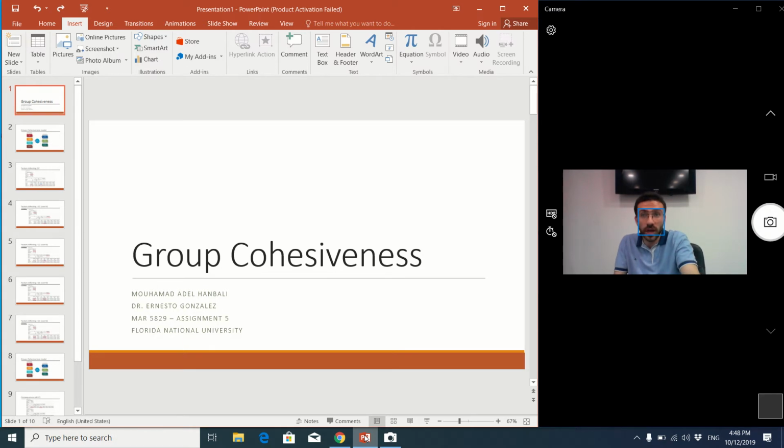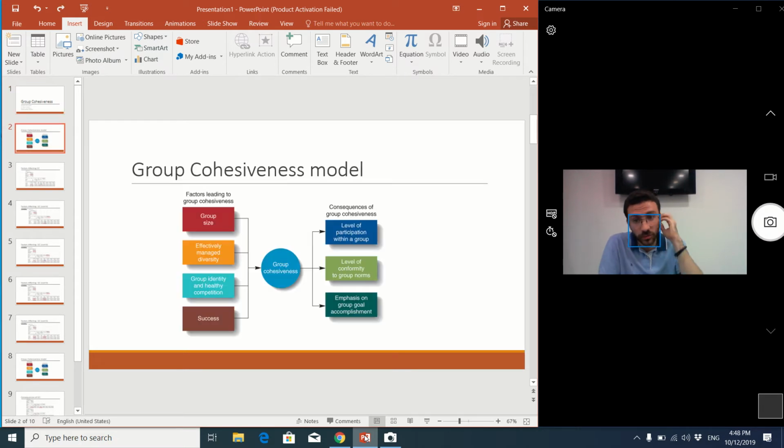So we have a questionnaire that was distributed on a total of 248 groups, ranging from 2 members to 9 members. The questions were about the factors that lead to group cohesiveness and the consequences of group cohesiveness. This is the model of group cohesiveness.